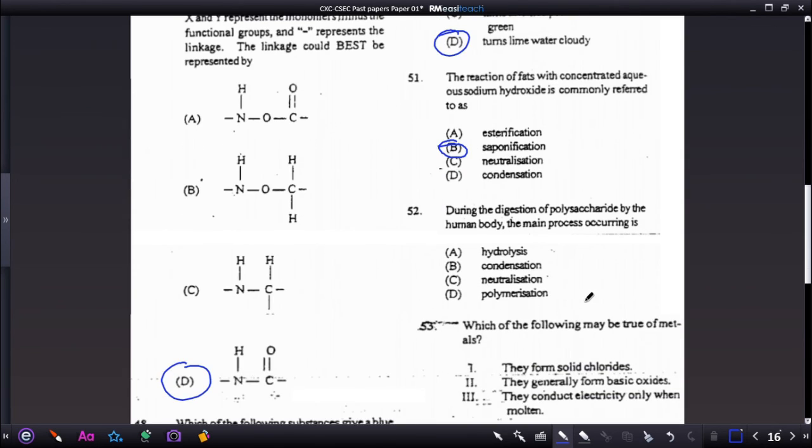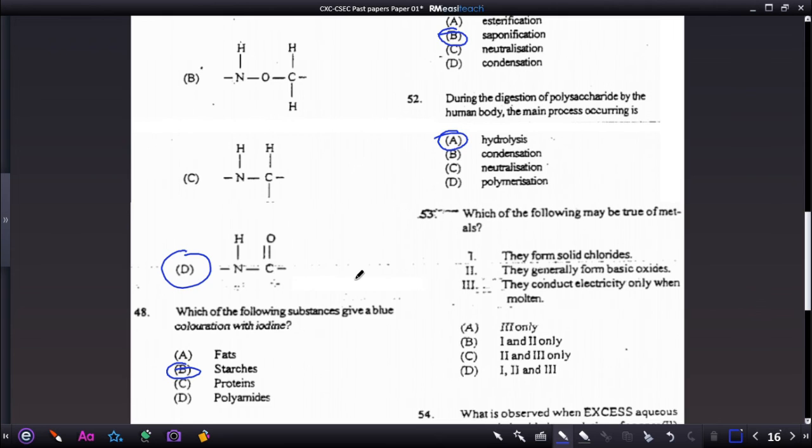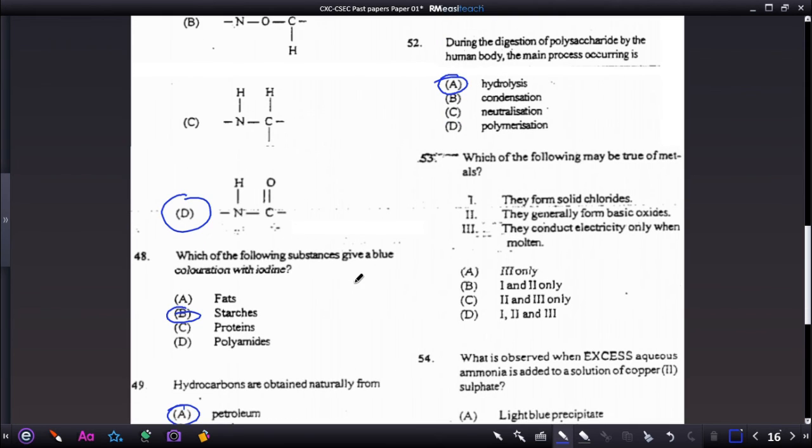52. During the digestion of polysaccharide by the human body, the main process occurring is, again, hydrolysis. 53. Which of the following may be true of metals? They form solid chlorides. They generally form basic oxide. True also. They conduct electricity only when molten. That's not true. So it's 1 and 2.